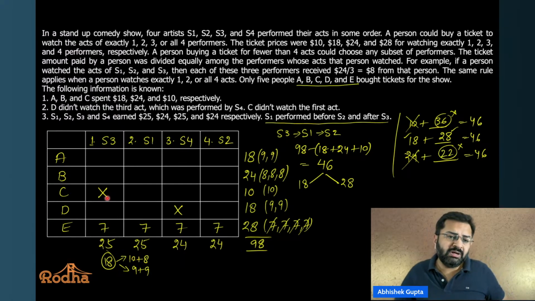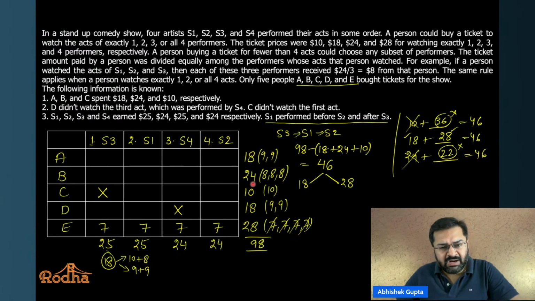Now this 10 plus 8, 9 plus 9, it looks like two possibilities. But again, you look at the utility of crossing this cell. Since we crossed this cell here, where in this structure do you find a 10? The only possible 10 here is in this row of C, this 10. Now this 10, because this is already crossed, C did not watch this performance of S3. So this 10 cannot come here. So this option is ruled out. If this option is ruled out, it has to be 9, 9.